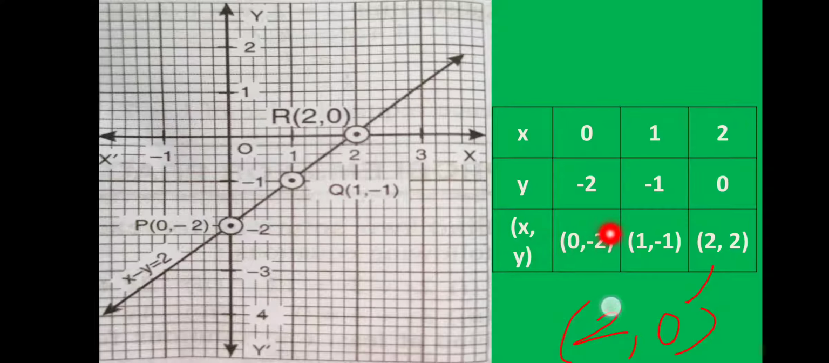So point A is written on graph paper as P. The first point is 0 comma minus 2. So 0 for x, 0 is here, as you know the O point is 0. This is the origin where the x-axis and y-axis intersect each other. Now we will see minus 2 on the y-axis, that means to the downside, 2 steps, 1, 2.